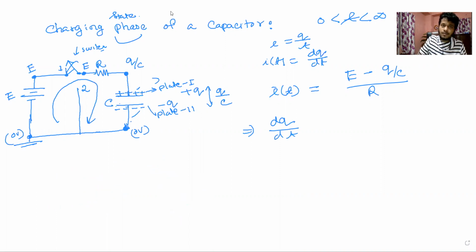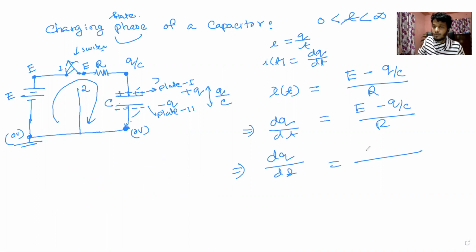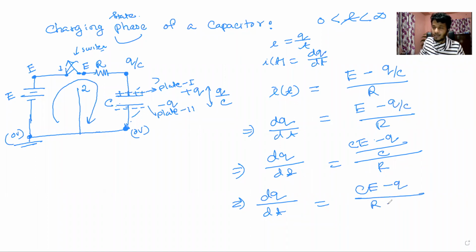So now it can be written as (E minus q by C) by R. So dq by dt we can write as (CE minus q) by RC, isn't it? Do you understand this, or do I have to explain it also? I hope not.